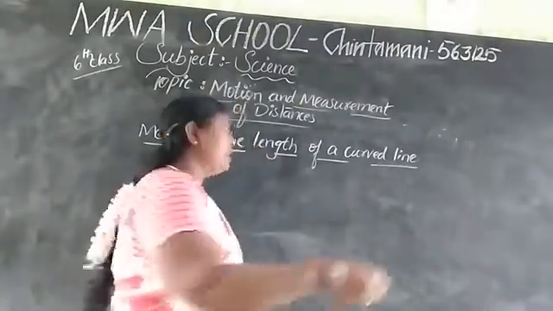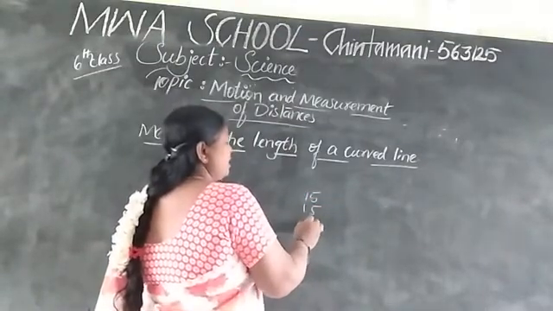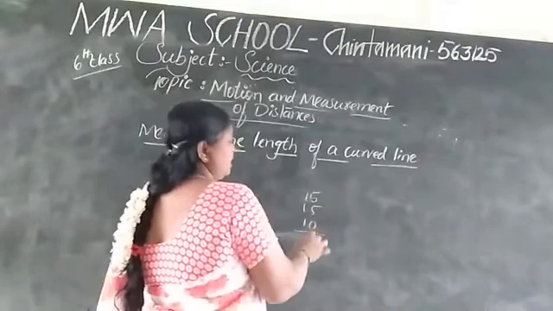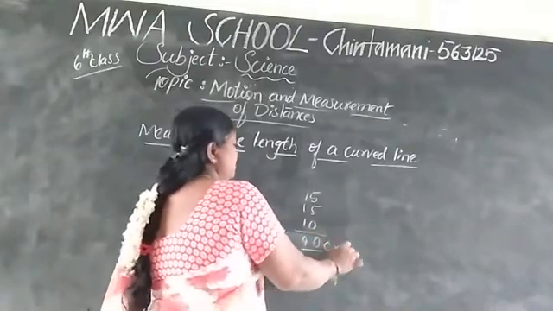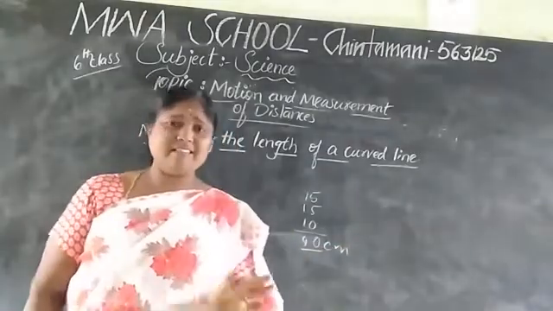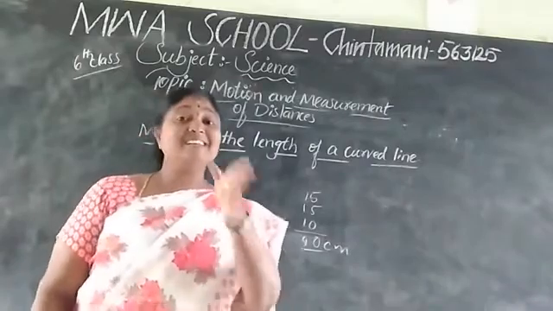So you are going to calculate. If it is the small scale, so 15, 15 plus 10. So the total length of the page is 40 centimeters. You are going to tell. Is it? Yes. Perfect. Then if it is not straight, it is a curved line.